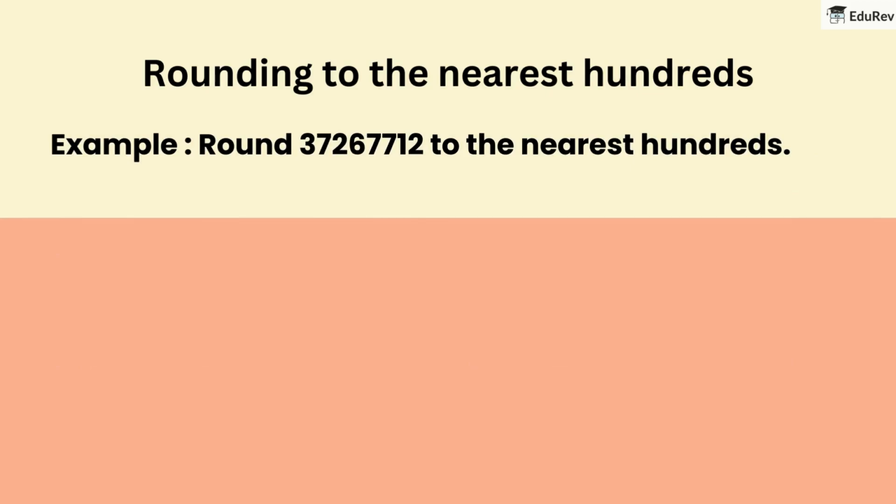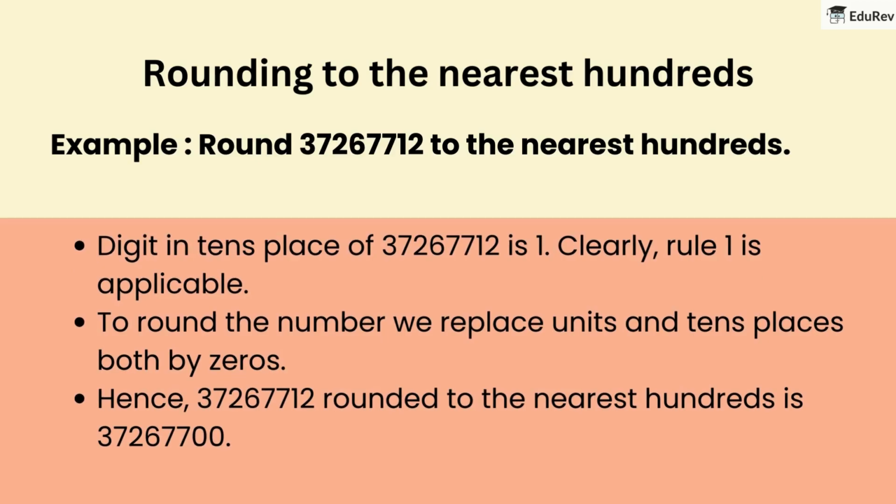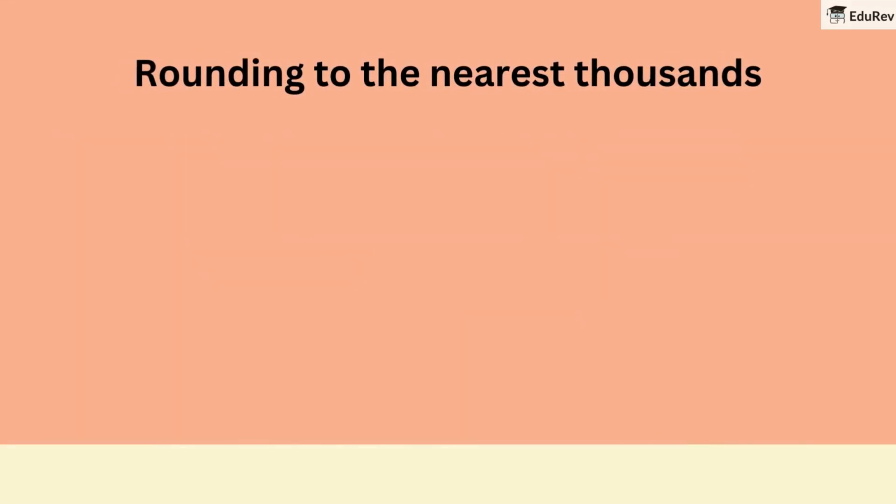Example. Round 3726771 to the nearest hundreds. Digit in tens place of 3726771 is 7. Clearly, rule 2 is applicable. To round the number, we replace units and tens places both by zeros and add 100. Hence, 3726771 rounded to the nearest hundreds is 3726800.